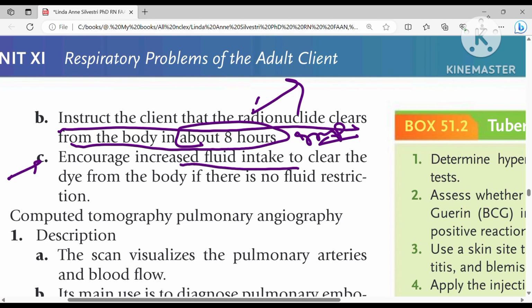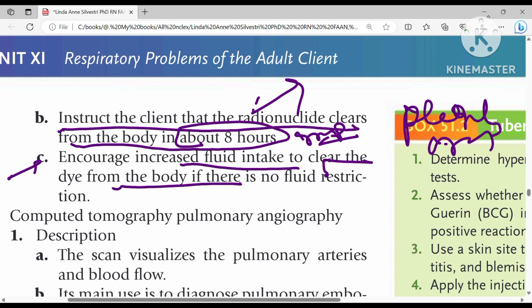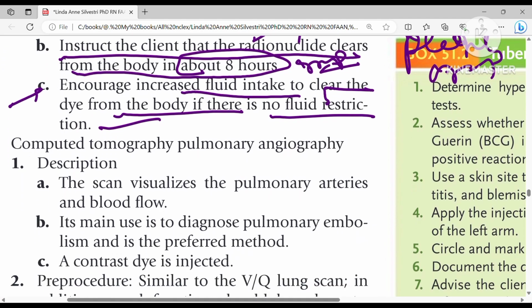Encourage the client to increase fluid intake. We should ask the client to take plenty of oral fluids to clear the dye from the body if there is no fluid restriction. When fluid restriction is not there, we should ask the client to drink more fluids.